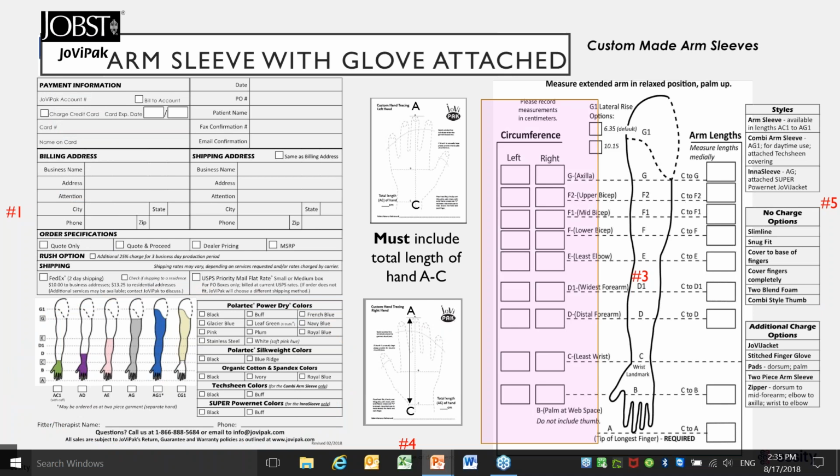From here, then you are going to go to your measuring form. You're going to include all of your circumferences and all of your arm lengths. Be sure they are completed in full. Now your arm length is going to be from C, or the least wrist, to G, which is at the axilla. I always like to give a 1 or 2 finger width reduction in that length so that it's not too long.